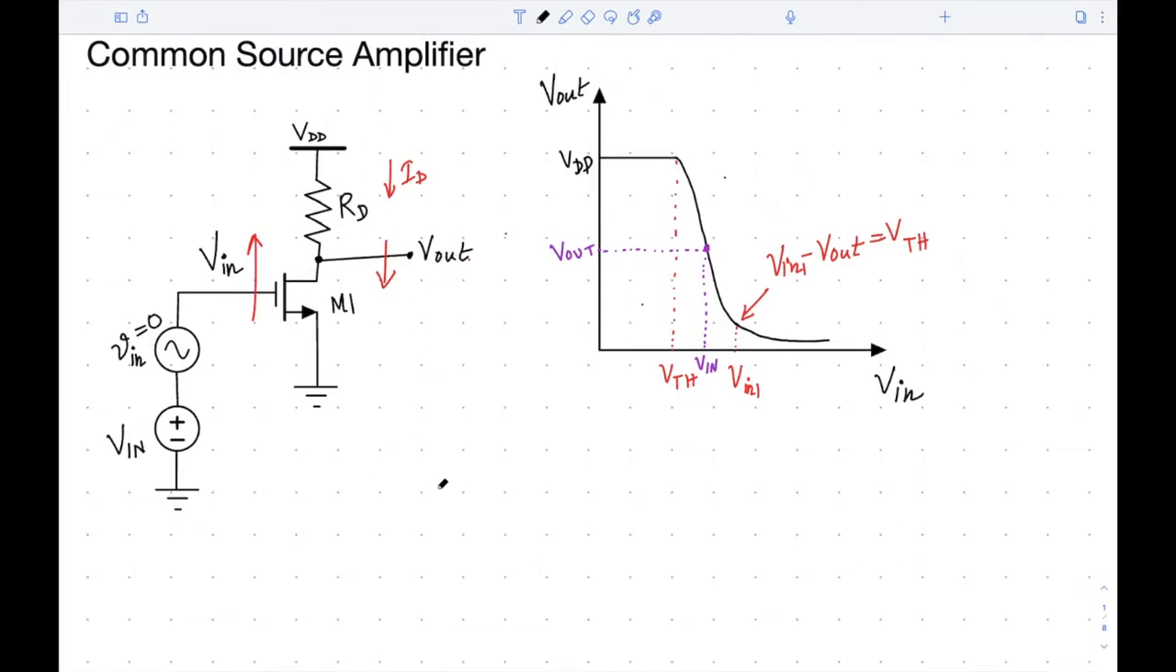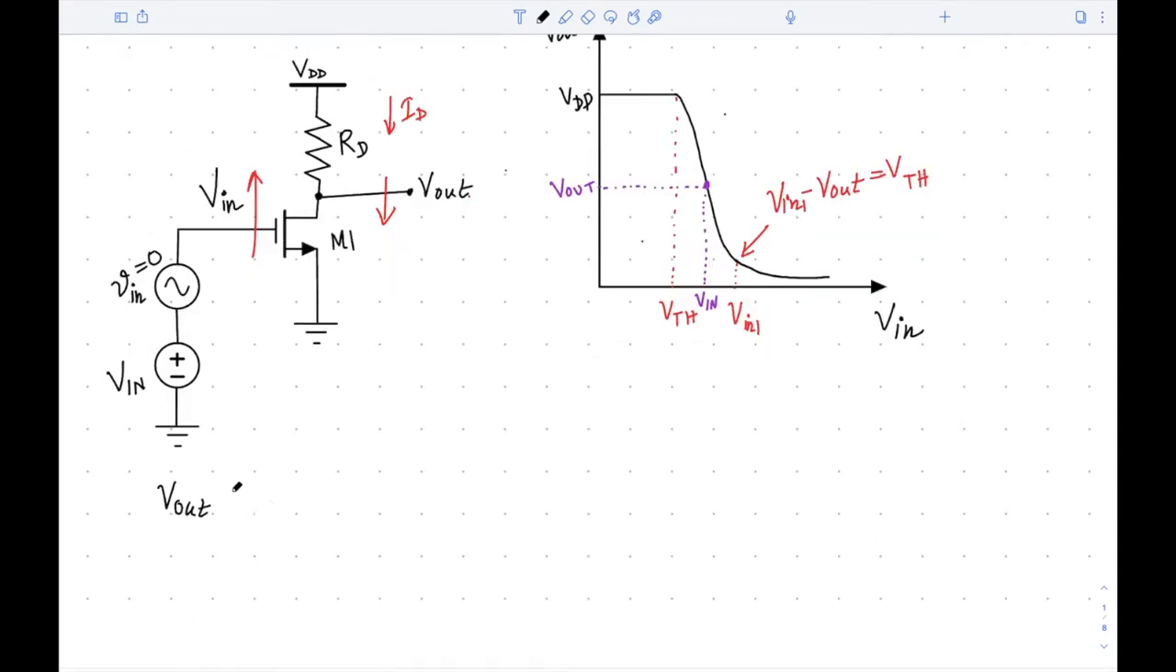So if you see, the V out can be written as VDD minus ID RD. This is a small d because this ID is a combination of DC as well as the AC signal. And of course, in this region, we can replace this ID by the equation of the MOSFET in saturation region. Of course, here we will ignore that RO for the time being, for simplicity. In the next analysis, we will include this RO.